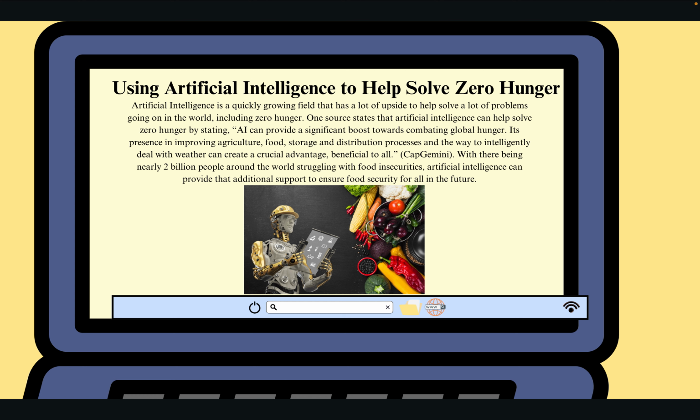With there being nearly 2 billion people around the world struggling with food insecurities, artificial intelligence can provide that additional support to ensure food security for all in the future.